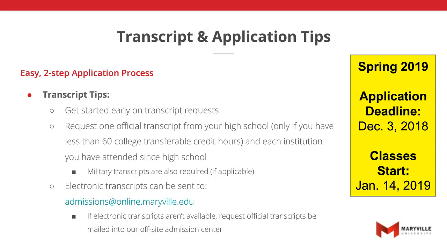Okay, so in terms of transcripts, what are some tips on transcripts? We talked about getting an early start on getting those transcripts requested. Okay, request one official transcript from your high school only if you have less than 60 transferable credit hours, and each and every institution that you've attended since high school. So this is going to be any colleges and universities that you've attended after high school. Now, if you have attended the military, we will need the military transcripts.